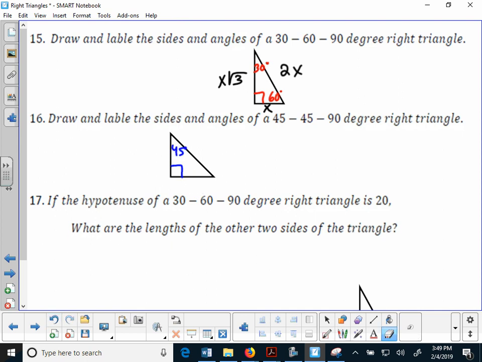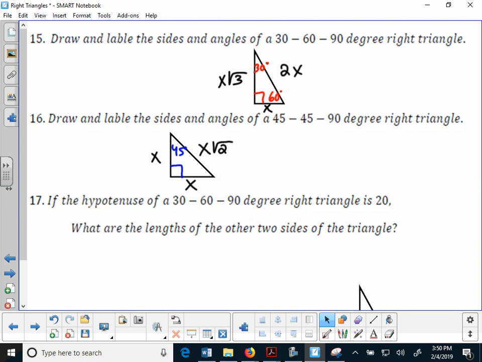That's also an isosceles triangle. All right, so again, we're going to label in terms of x. So the smallest side is x, which makes this x also. And the hypotenuse is always that side times the square root of 2. So we're going to write x root 2. And we're done with that one.